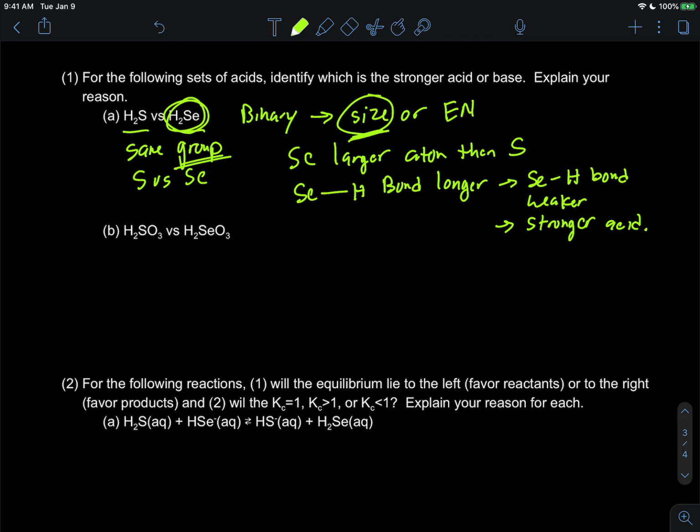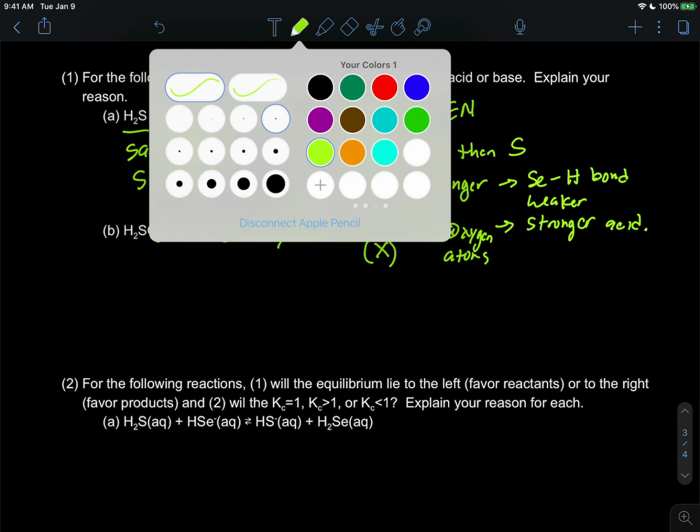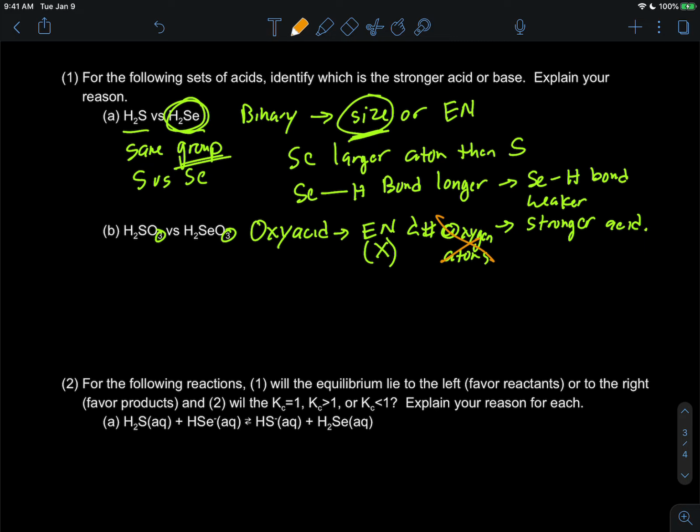Now here we have our second grouping, H2SO3 versus H2SeO3. Again, we still have selenium and sulfur, but here we're dealing with an oxyacid. The two factors that affect an oxyacid are the electronegativity of the element inside our oxyacid and the number of oxygen atoms. In this case, we have the same number of oxygen atoms, so we can square that off and note that it's not going to affect the relative strengths of these two. Then what we need to do is compare the electronegativity of selenium versus the electronegativity of sulfur.